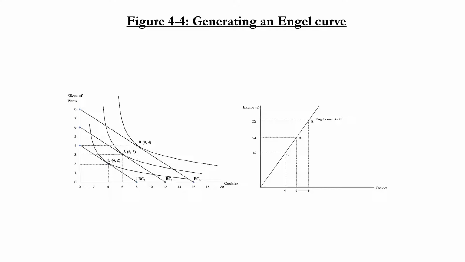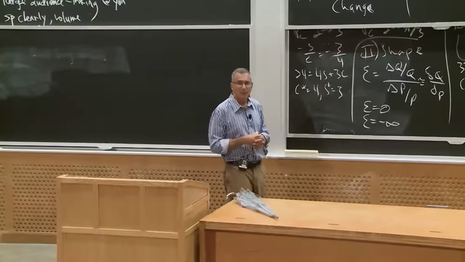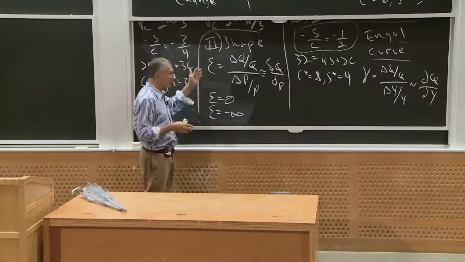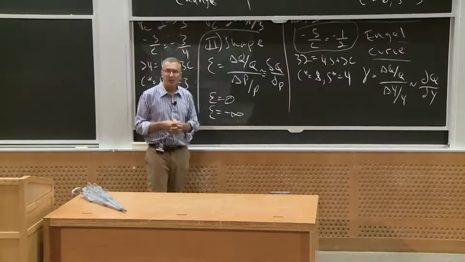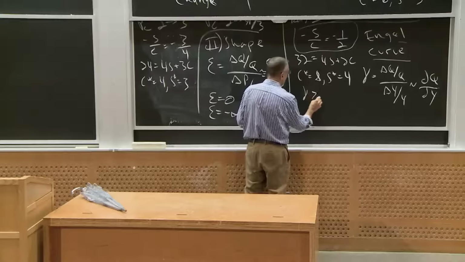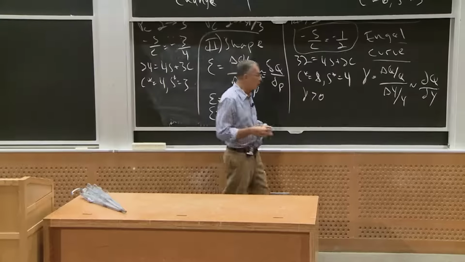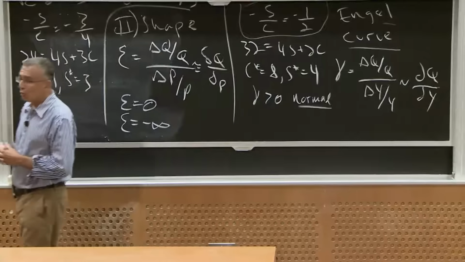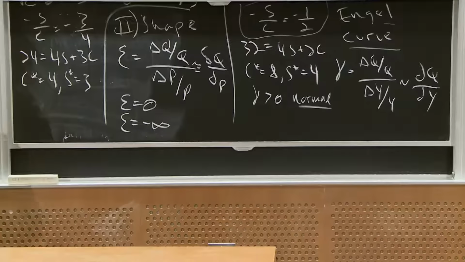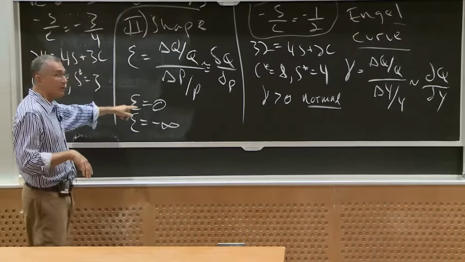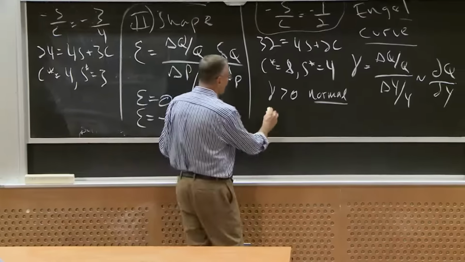Okay? So now, and we're going to come in a few minutes to why this is important, but let's talk about the properties of gamma. Gamma is much more interesting than epsilon. Epsilon is some negative number, 0 to minus infinity. Gamma can have a much larger range. In fact, gamma is usually greater than 0. When gamma is greater than 0, we call them normal goods. Normal goods are goods where gamma is greater than 0. But gamma does not have to be greater than 0. While epsilon has to be less than or equal to 0, gamma does not. Gamma could actually be less than 0.